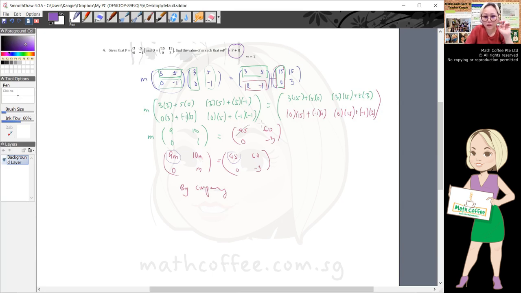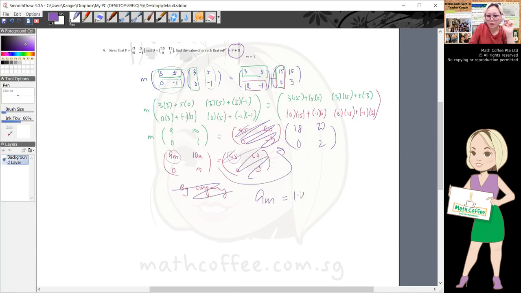So this is different. So this one will just be 18. 0 plus 0, 0, 20, and 2. So it will be this. Okay, 9m is equals to 18, which makes sense. My m is equals to 2. I have also another one, which is 10m. It's just to double check. It's equals to 20. My m is equals to 2.